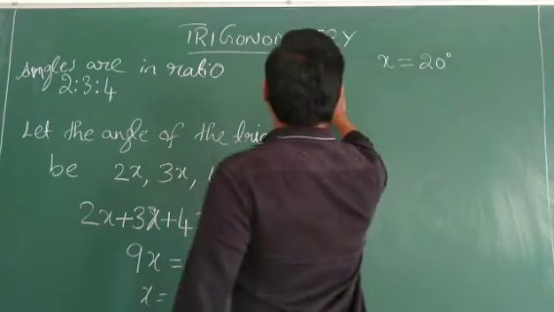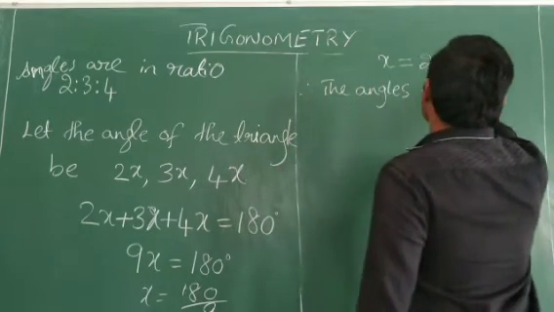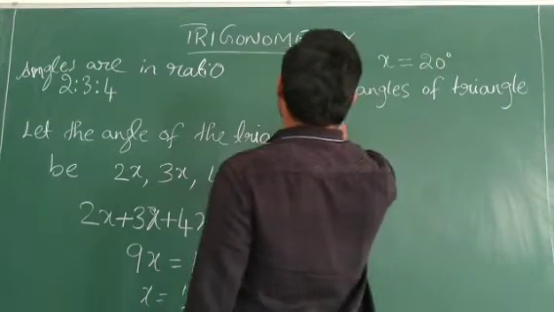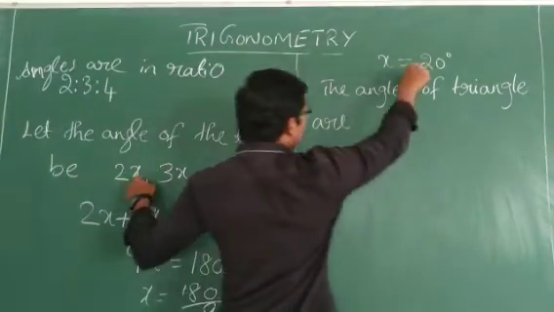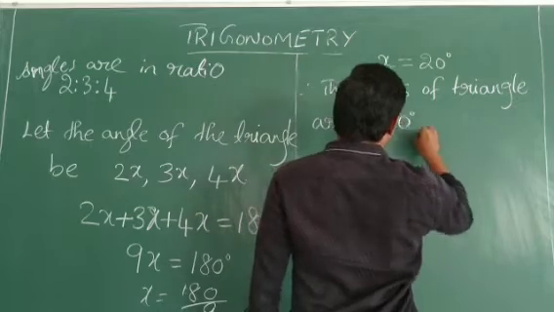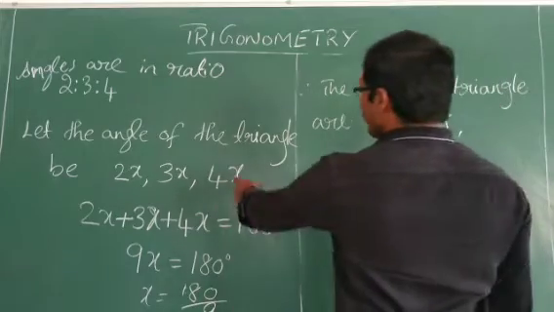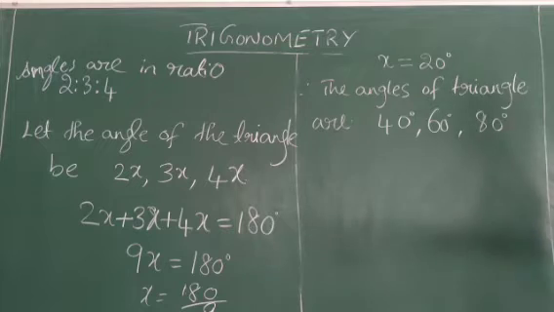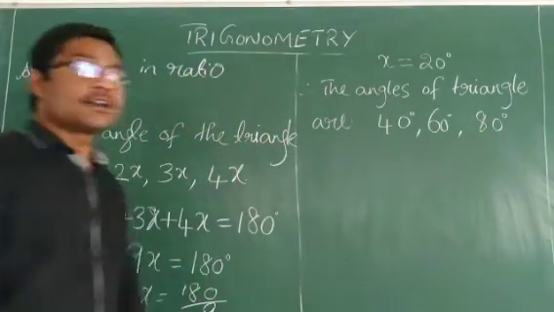Therefore, the angles of the triangle will be 2x, 2 into 20, that is 40 degrees. Next 3 into 20, 60 degrees. And 4 into 20, that will be 80 degrees. So these are the angles of the triangle in degree measure.